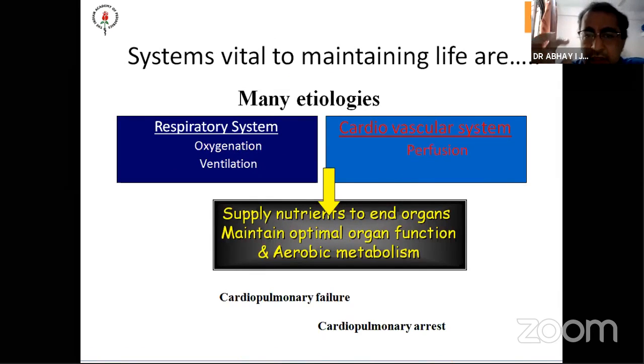There are many ways in which a child who has become critical presents to us, and the first system which gets affected is most of the time the respiratory system, second the cardiopulmonary, and probably by the time it reaches the ICU, both cardiorespiratory systems are affected. In the respiratory system, oxygenation and ventilation are the two parameters which are affected most of the time: first oxygenation, and in due course of time, ventilation. Whereas when the perfusion system gets affected, the nutrients which need to be supplied to the body or organs for aerobic metabolism are hampered, and that ultimately leads to cardiopulmonary failure and then arrest.